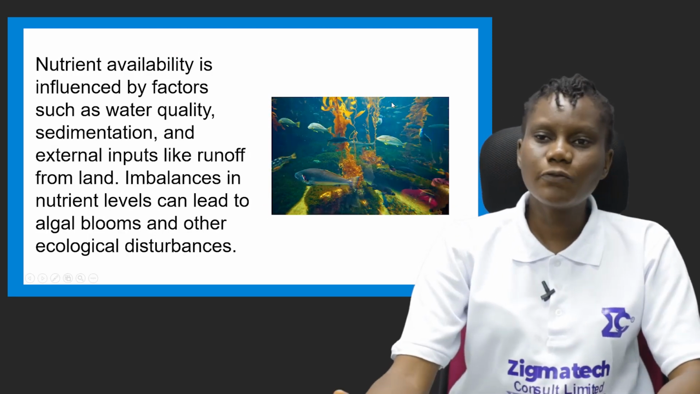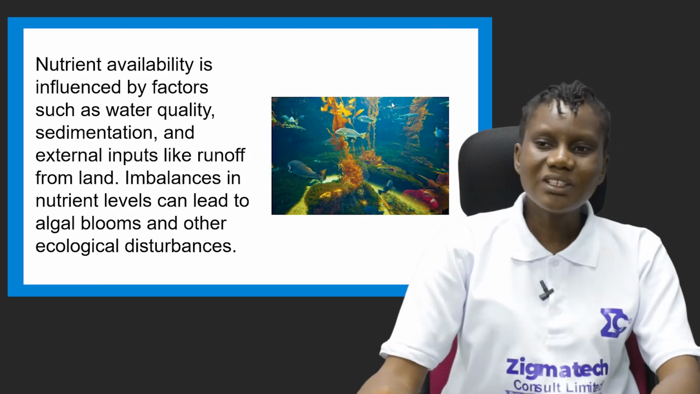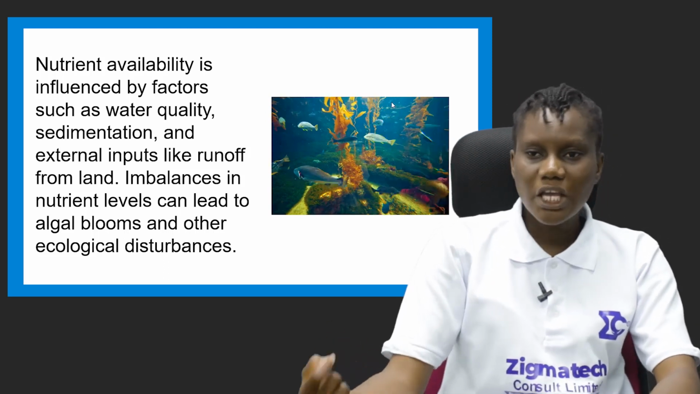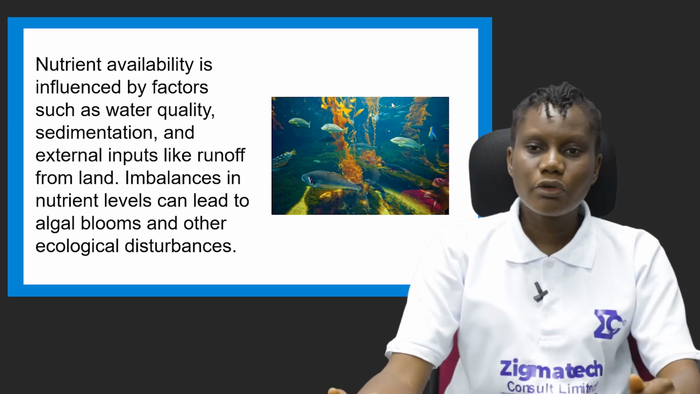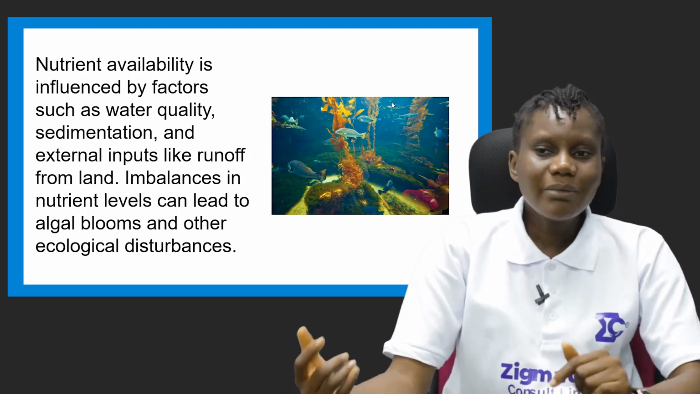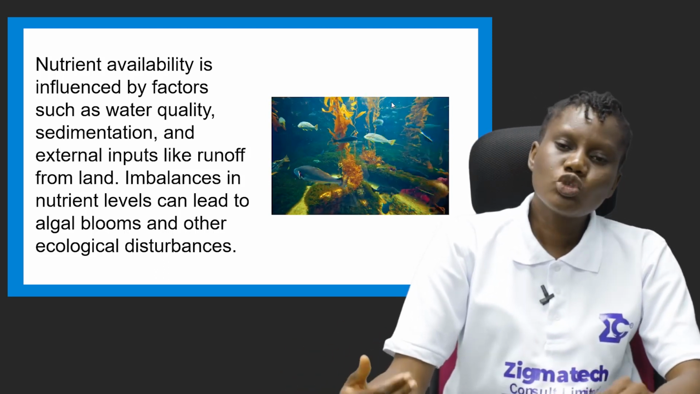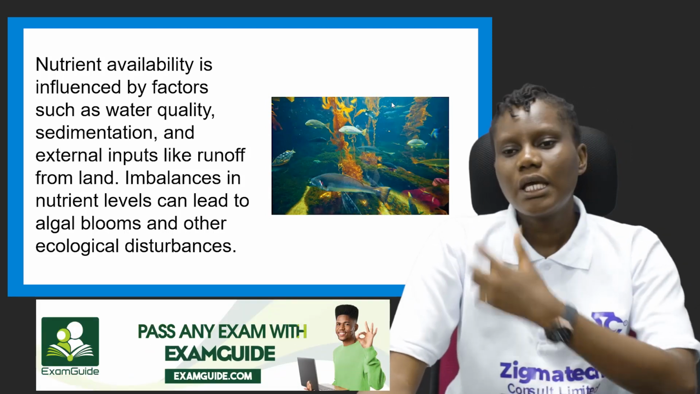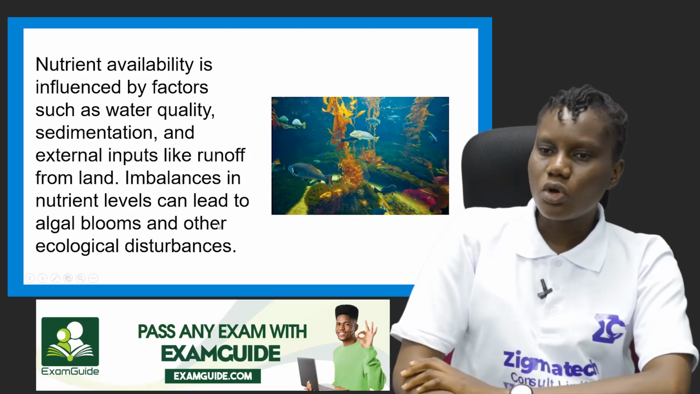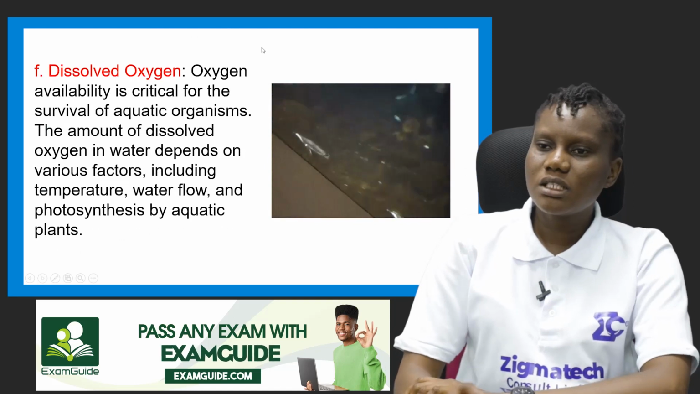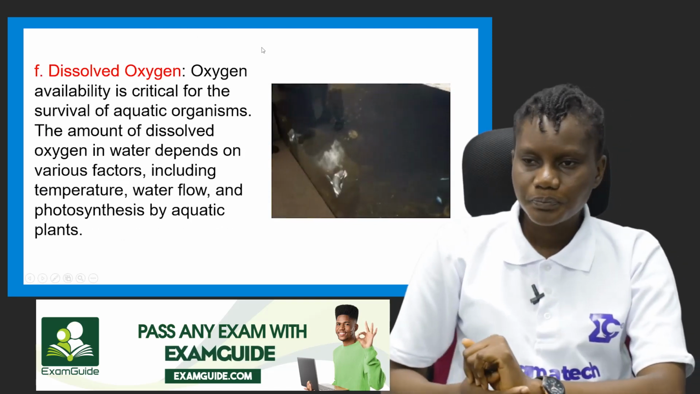Nutrient availability is influenced by factors such as water quality, sedimentation, and external inputs like runoff from land. Imbalances in nutrient levels can lead to algal blooms and other ecological disturbance.